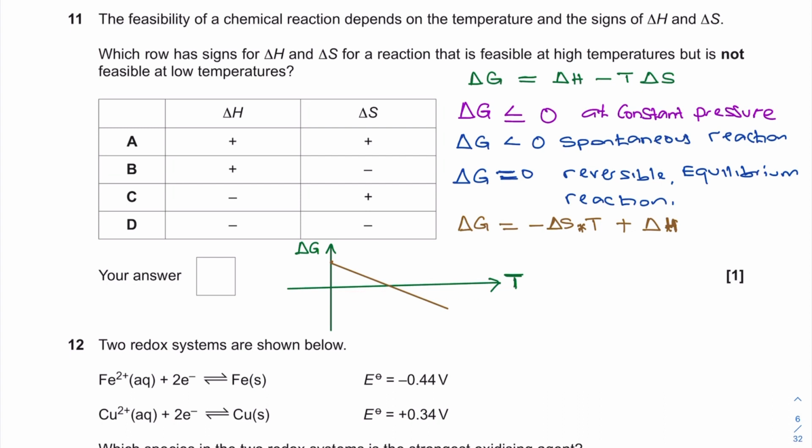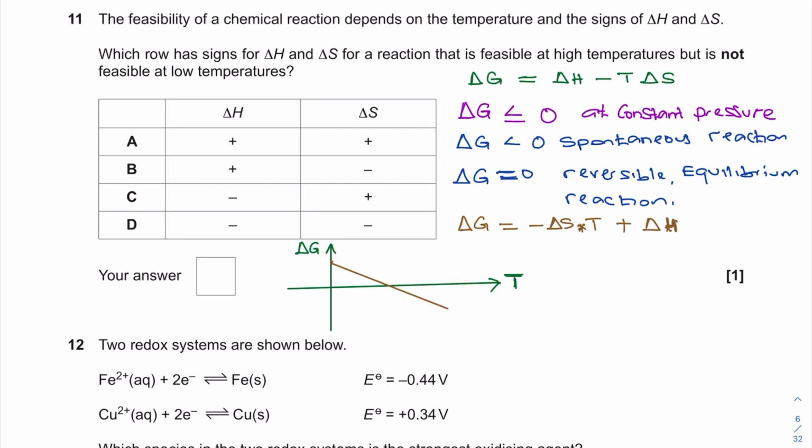The question says we're looking for the reaction to be feasible at higher temperature. So if it's feasible at higher temperature, delta G must be negative, but not feasible at low temperature, which means delta G must be positive. So this is low temperature where delta G is positive, and this is higher temperature where delta G is negative. So this is the graph we're looking for.